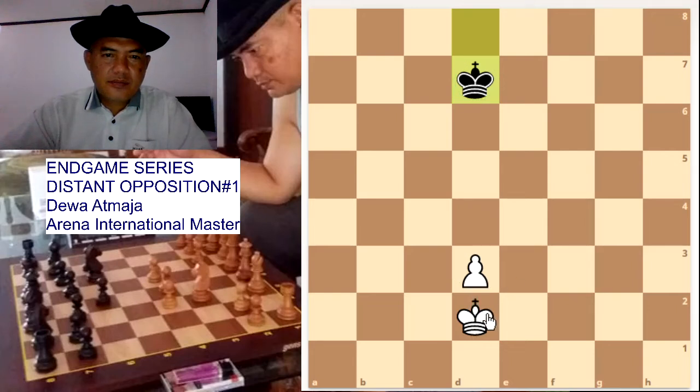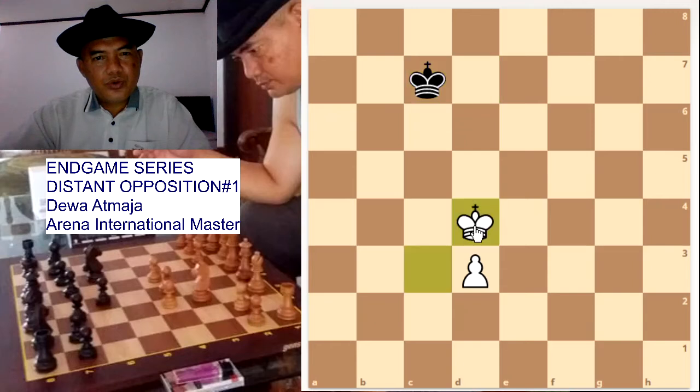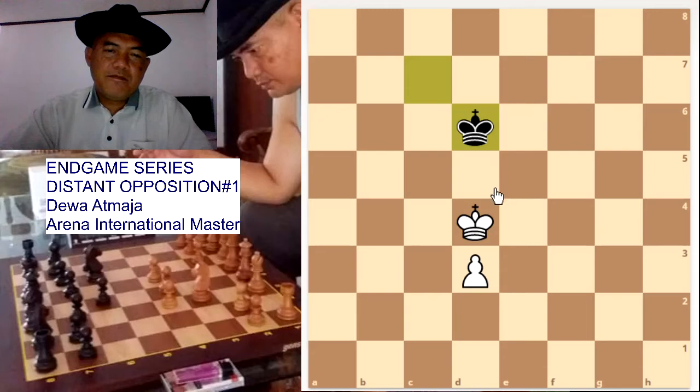So black has to move either to c3 or e3, and whatever he moves, black will get the distant opposition. For example, if white moves here, then black moves here. White goes to d4, then black has the opposition. In this position, black has the opposition and white doesn't have an extra move, like in the first example before. So this is a draw position.